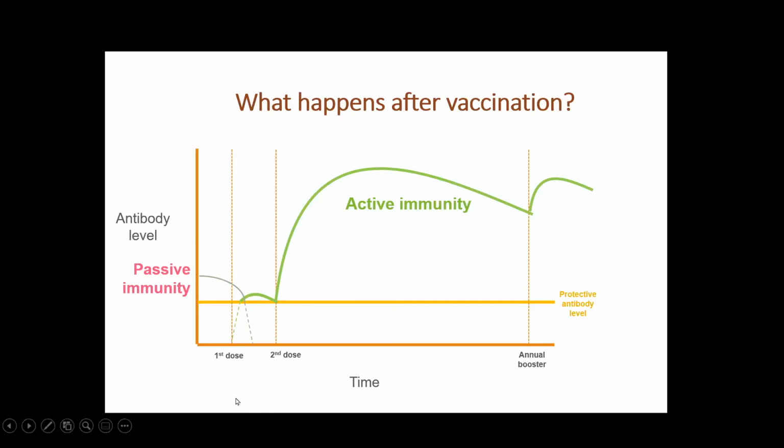This graph demonstrates why we recommend booster doses and why timing is important. So along the bottom we have time, and up the side we have the antibody level. The antibody level varies depending on the vaccine we are using. The yellow line about an inch from the bottom demonstrates the protective antibody level an animal needs to be protected from disease.